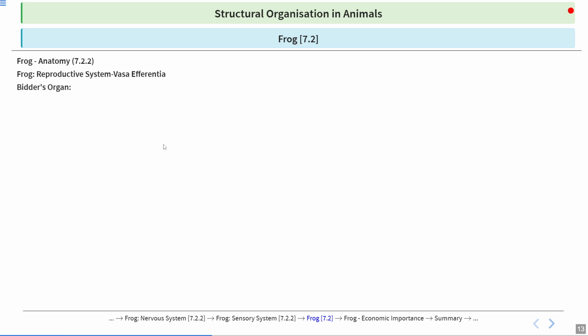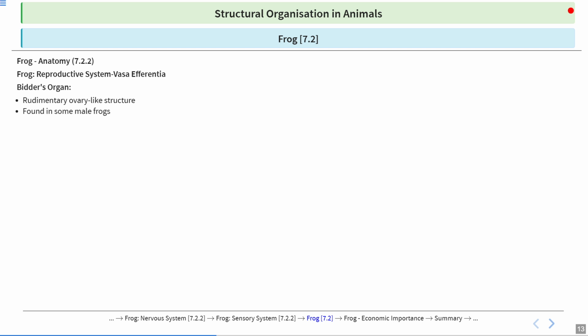Bidder's organ. Now we will see what happened in this particular organ. A rudimentary ovary-like structure. What is the feature of this structure? See, they are rudimentary ovary. Rudimentary ovary means an ovary-like structure, but it is not functional in the case of male. So that structure is called a rudimentary structure.